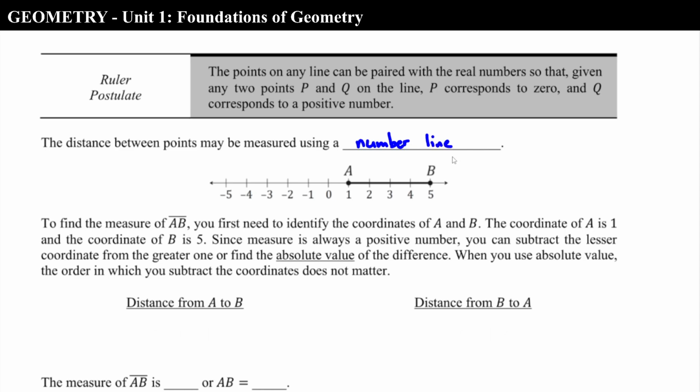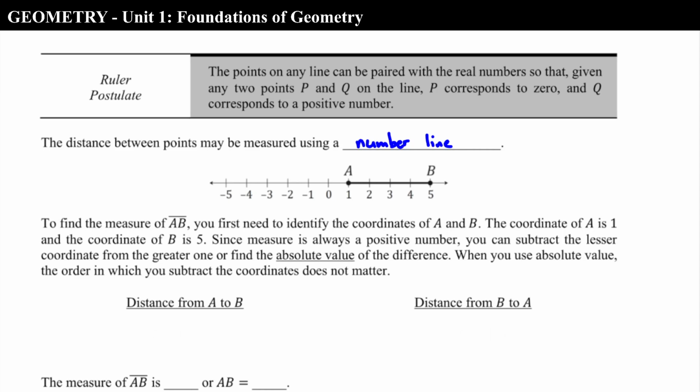On this number line, A is on 1 and B is on 5. Well, if we wanted to use the ruler postulate, we could shift A over to the left by 1 and B over to the left by 1, and that would give us our length of 4. Of course, here you can easily count it as well.